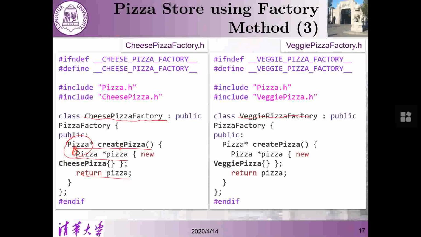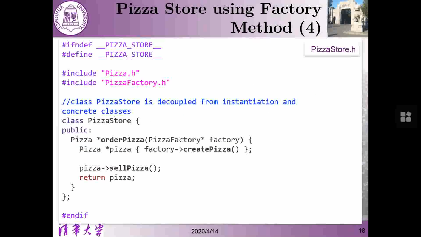And then in this veggie pizza factory, we again return the pizza pointer. And then in pizza store, we pass in the pizza factory pointer and then return the pizza. So in pizza store, program to an interface, right? This is the interface class, and this is the interface class. In this case, if we want to add a new type of pizza, we do not need to modify this pizza store because it's only programmed to interface.